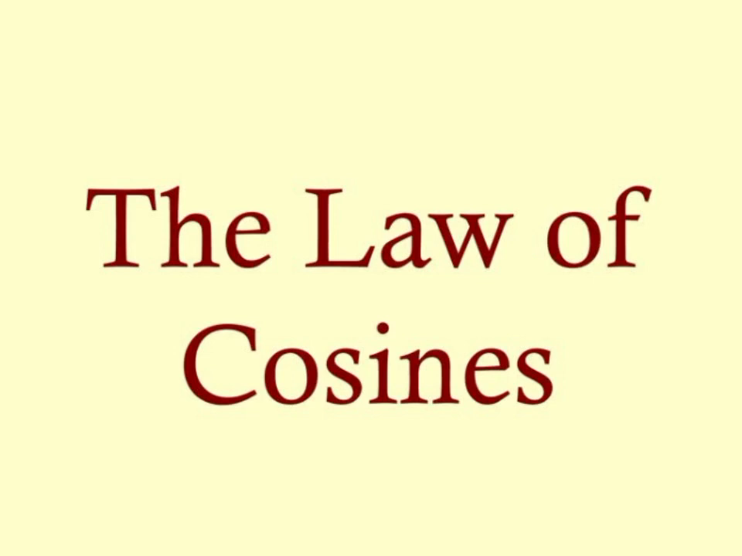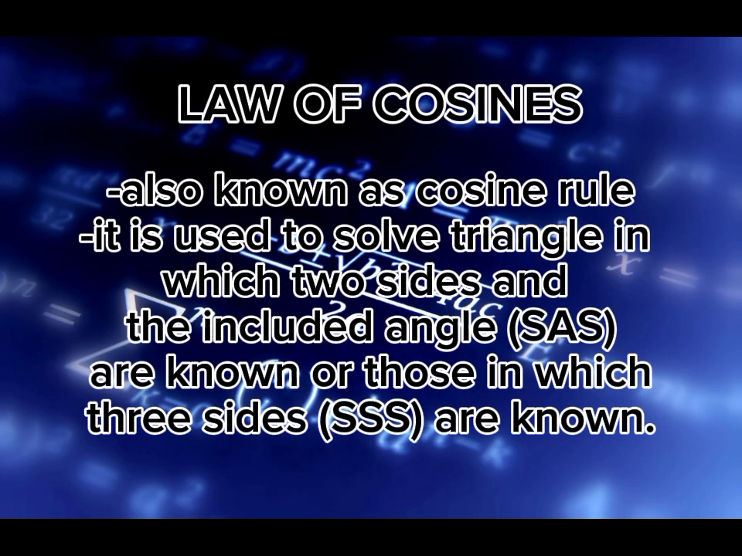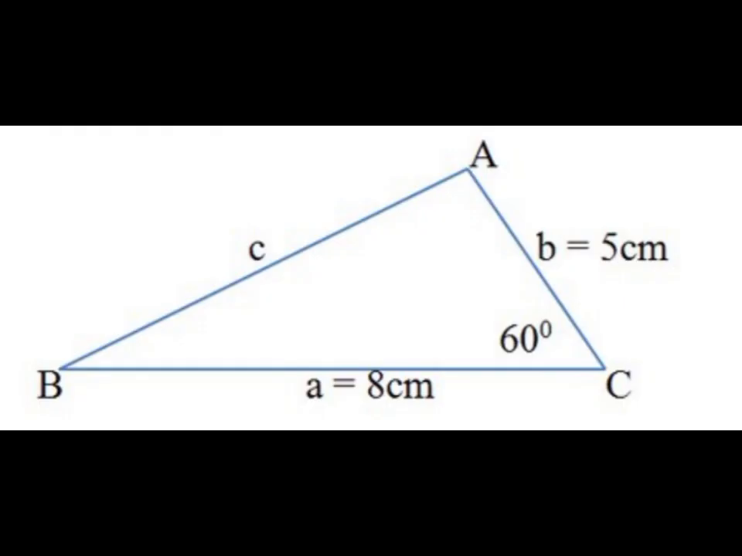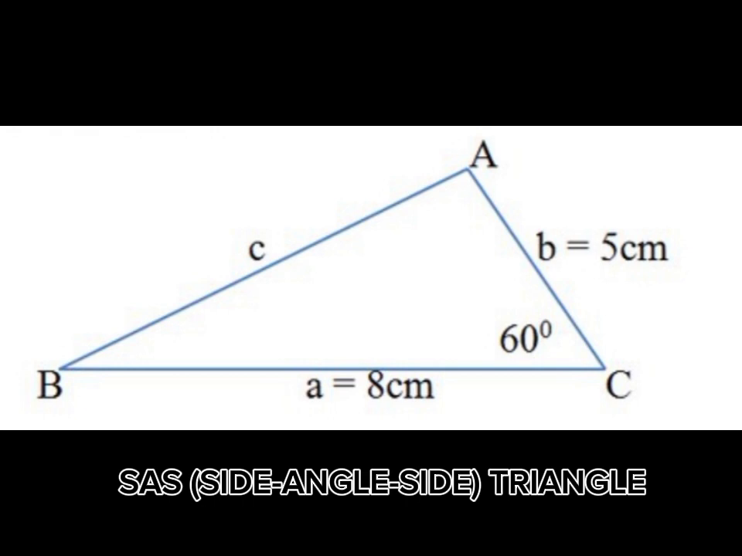Good day everyone. So now I will be going to discuss the law of cosines. The law of cosines is also called the cosine rule. It is used to solve a triangle in which two sides and the included angle (SAS) are known, or those in which three sides (SSS) are known. We can use the law of cosines when the given is an SAS triangle or an SSS triangle.